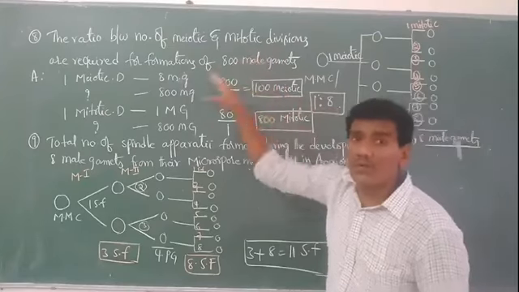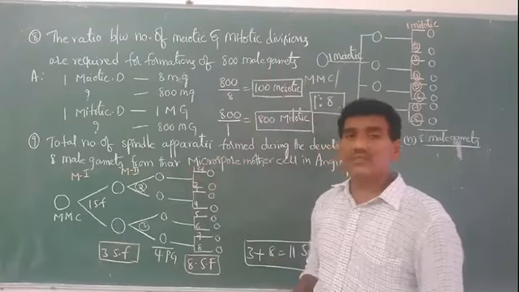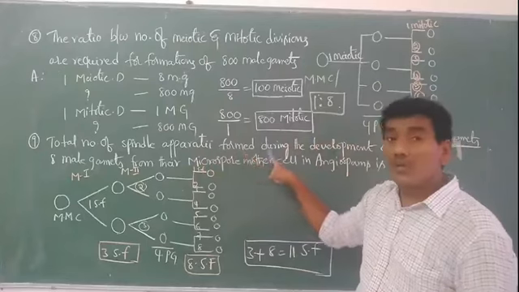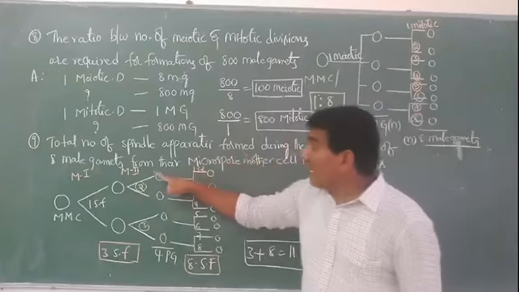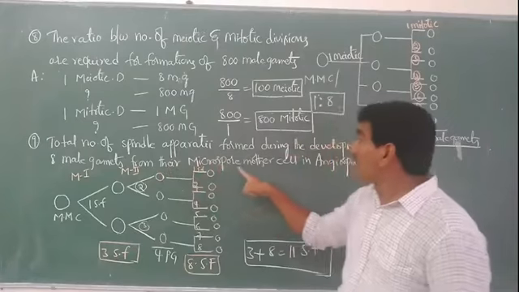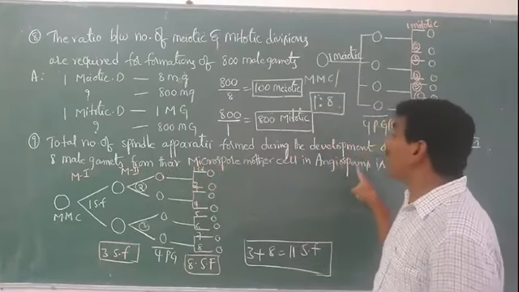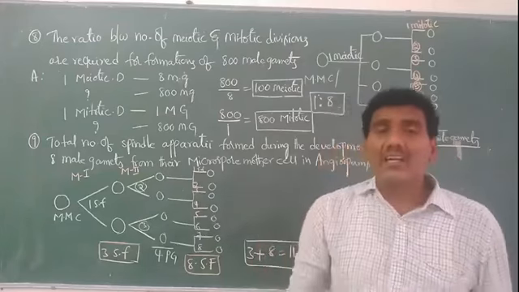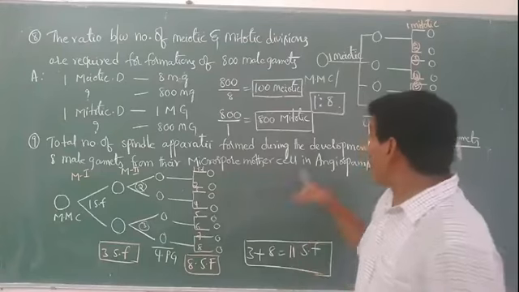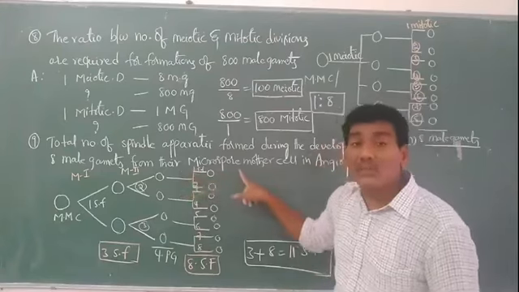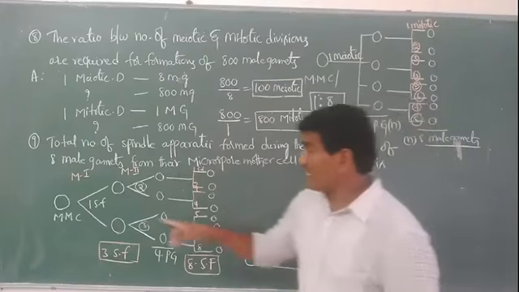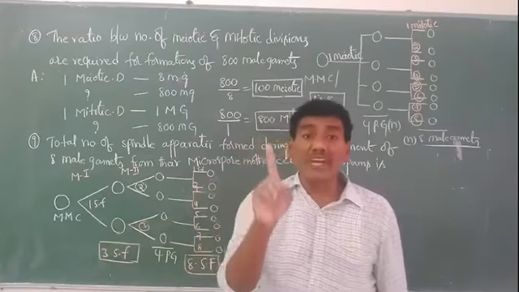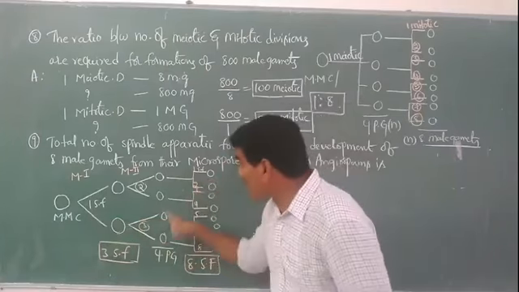This is the 8th problem. The 9th problem: the total number of spindle apparatus formed during the development of 8 male gametes from the microspore mother cell in angiosperms. This is the microspore mother cell. It undergoes 1 meiotic division, and 4 pollen grains are formed.